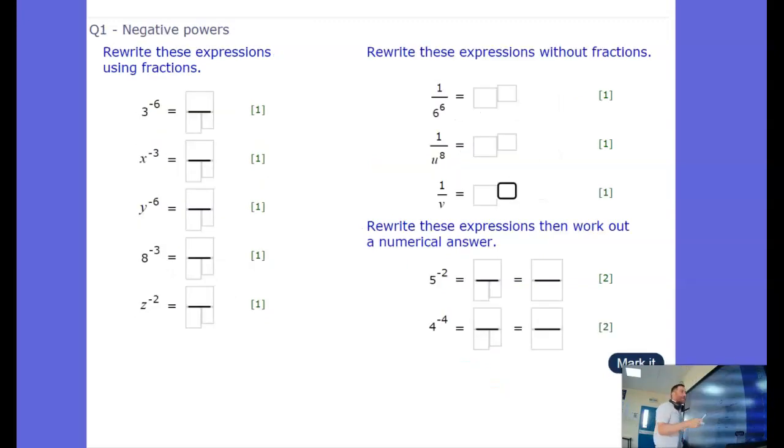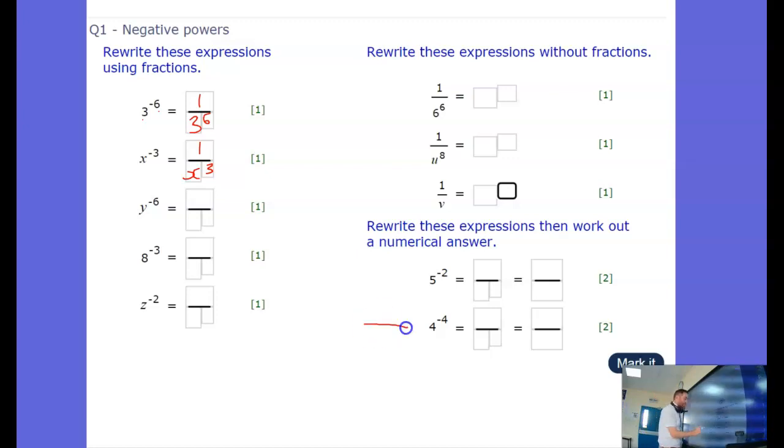Indices 2, we're talking about the negative indices. Now, the thing to remember with negative powers is you just basically write 1 over, and then you use the positive power. 1 over 3 to the power of 6. 1 over x to the power of 3 in this one. So as soon as you see that negative, write 1 over, the reciprocal of that number.